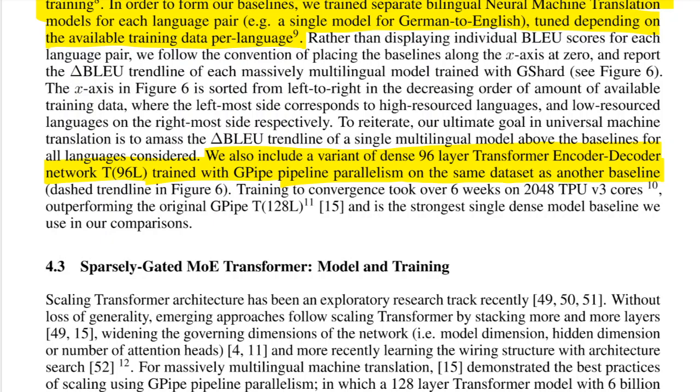So the difference again here is that this 96 layer model is a dense transformer, which means that all of the tokens go through the same computation, and we don't shard the computation out to these experts, right? We do shard according to the batch, but all of them go through the same parameters. And that means we can only scale up the number of layers, and that severely limits the computational efficiency. Even if we have pipeline parallelism and so on, that hurts. They say training to convergence took over 6 weeks on 2000 TPU cores.